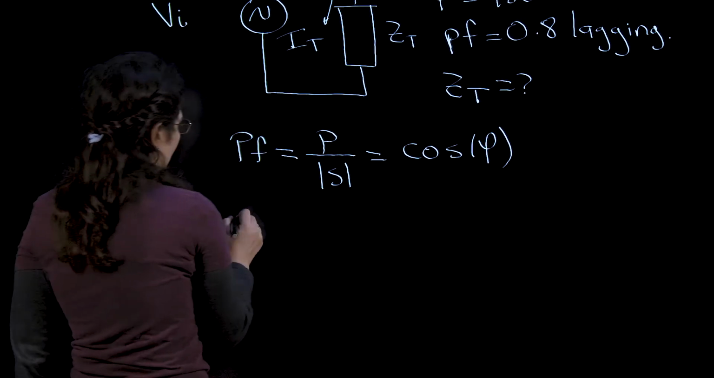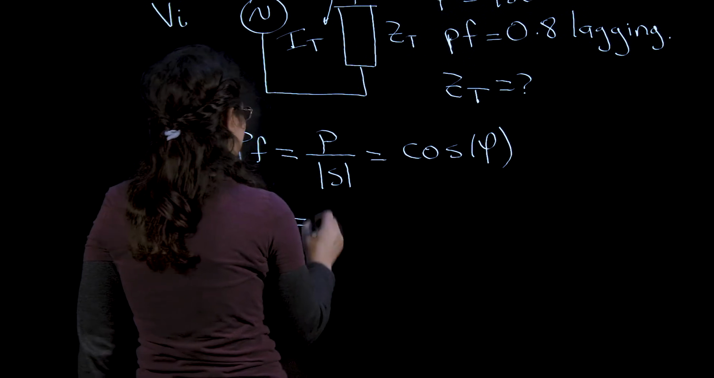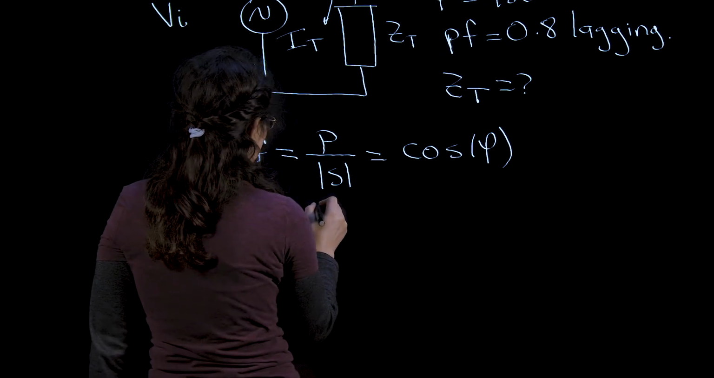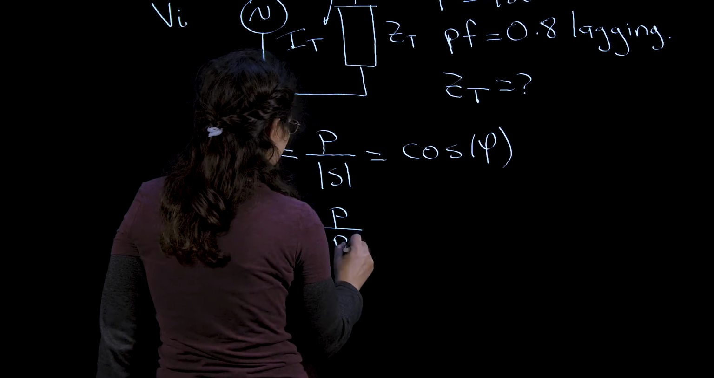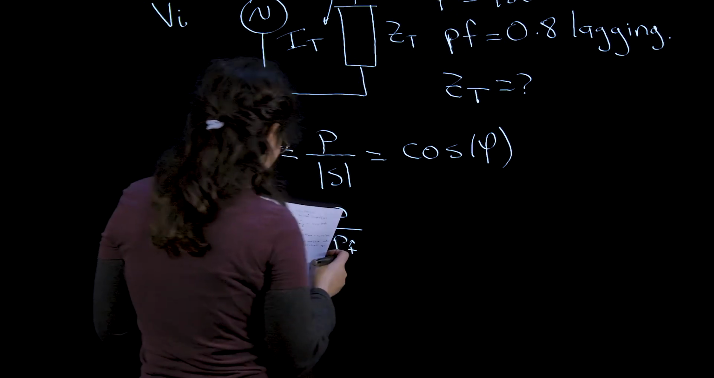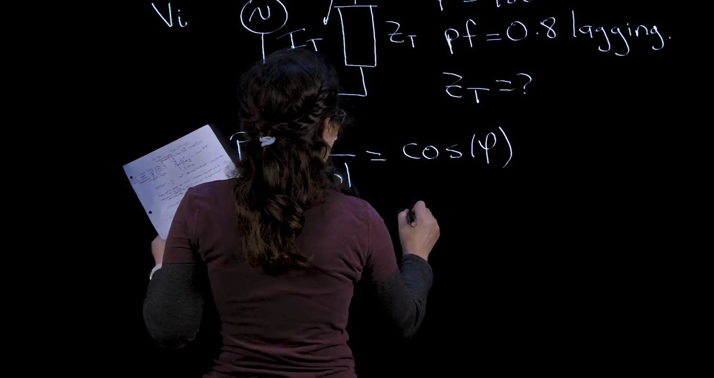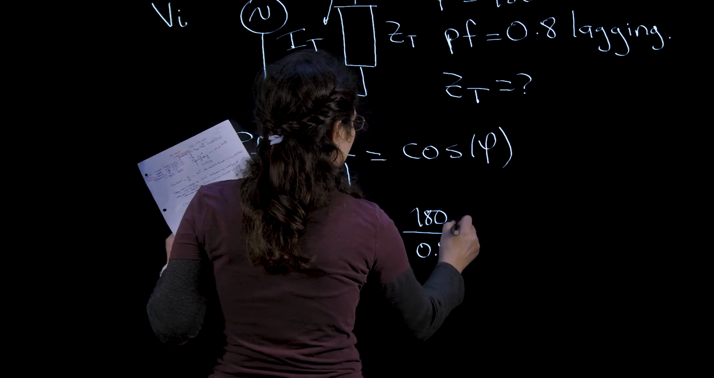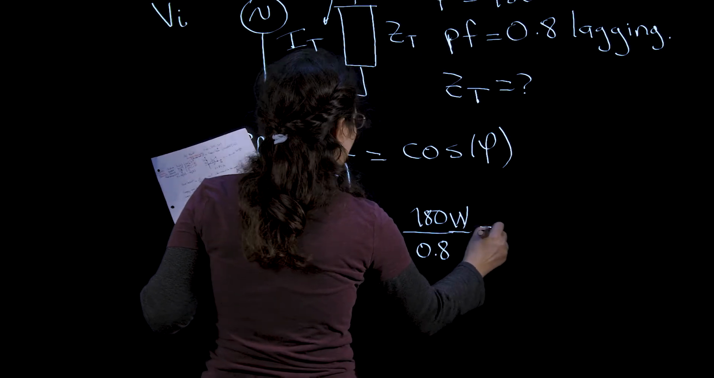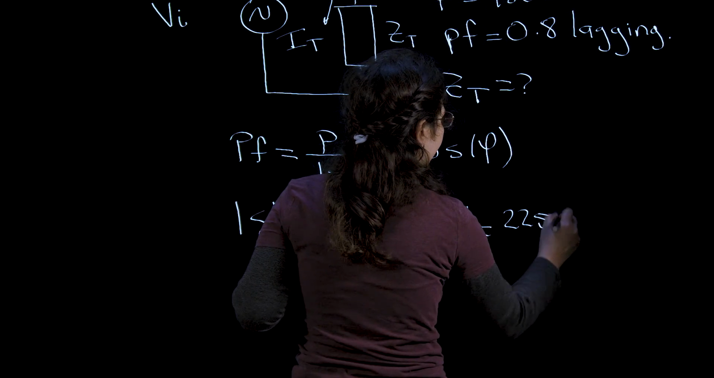So first, we are going to calculate the magnitude of S, which is P over the power factor. And that is basically 180 over 0.8. And that gives me 225 VA.